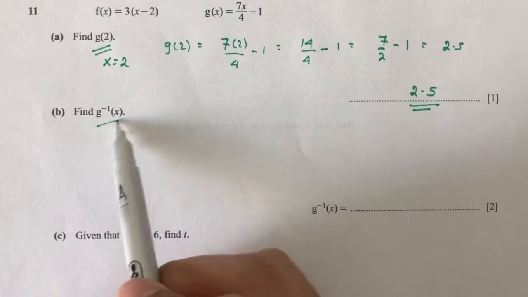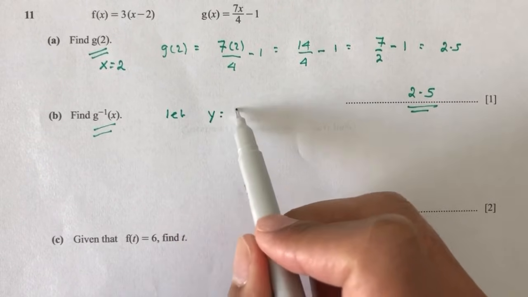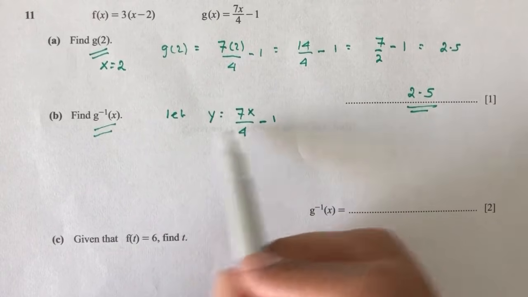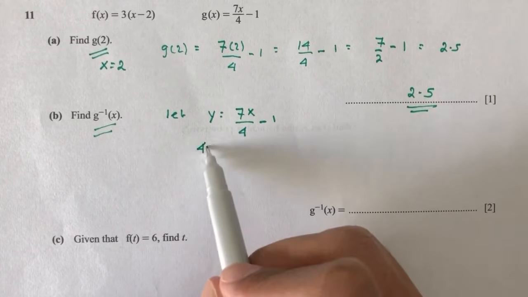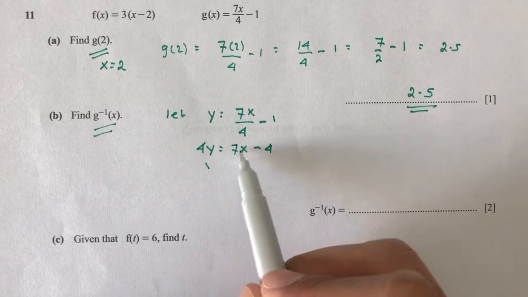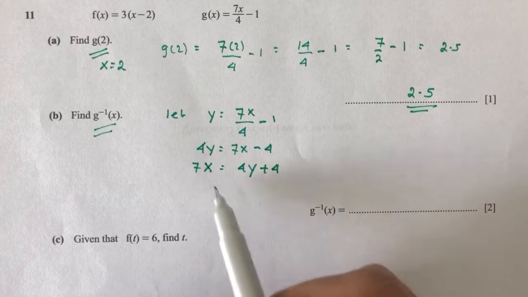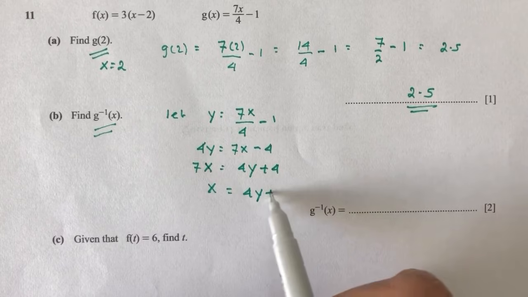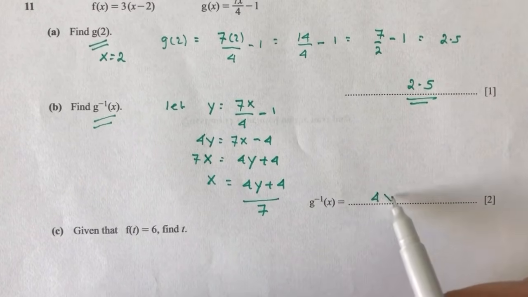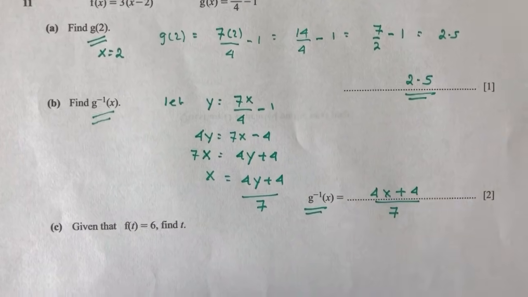Part B, find the inverse function of g. So first thing, we let y equal to g of x, which is 7x over 4 minus 1. Then we multiply by 4 everywhere to get rid of 4. It becomes 4y equal to 7x minus 4. So now we have to make x the subject of formula. So 7x equal to 4y plus 4, x equal to 4y plus 4 divided by 7. So your answer will be 4x plus 4 divided by 7 for the inverse of g of x.